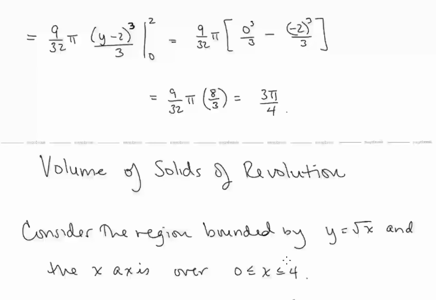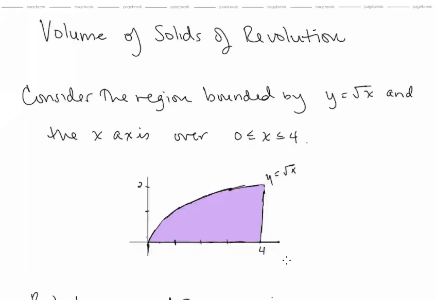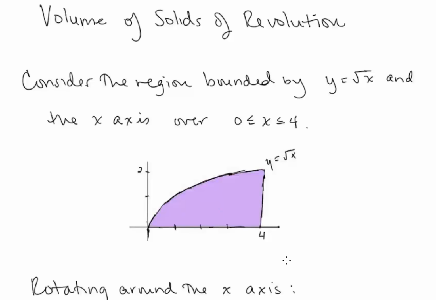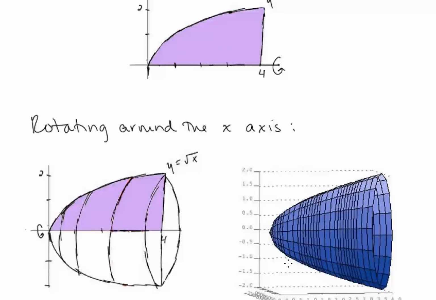Now let's take a look at volumes by slicing when we have solids of revolution. So consider the region bounded by y equals radical x and the x-axis over the interval x going from 0 to 4. That's this region. And now let's rotate this region around the x-axis. We're going to have a solid that looks like this. And here's a computer-generated version of the outer surface of the solid.